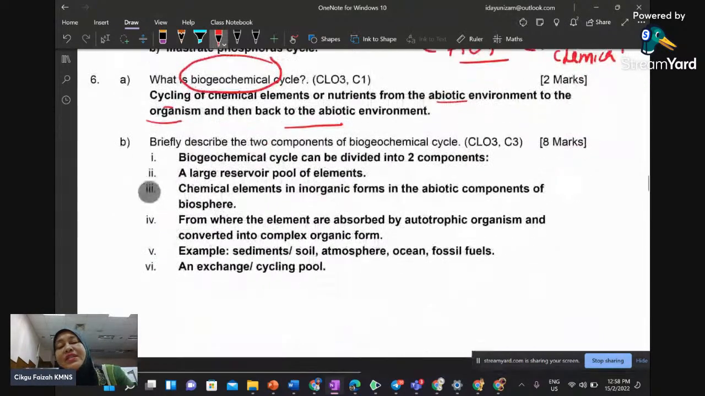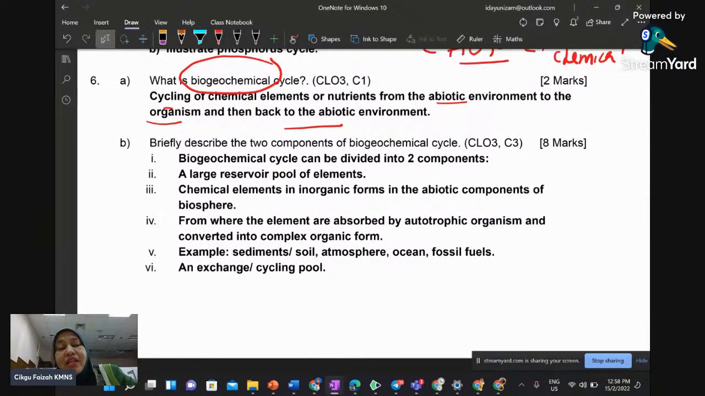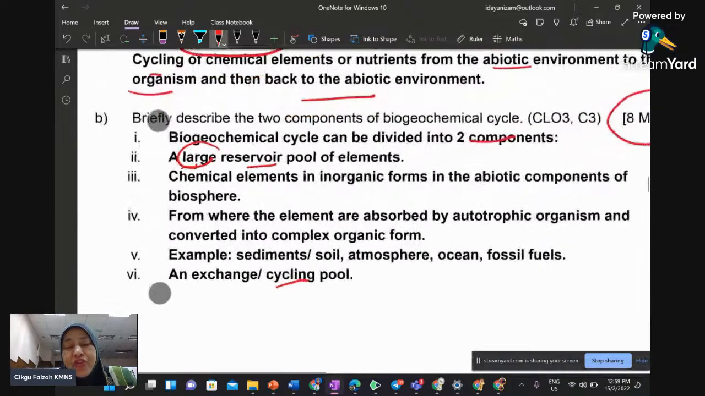Okay, so when the question asks you to describe, ada 8 markah kat sini kelas, briefly describe the two components of biogeochemical cycles. So what are the two components? Like teacher mentioned, is a reservoir pool and cycling pools. Okay, so the reservoir pools, nama pun reservoir kelas, simpanan, okay, takungan simpanan. So we have a large reservoir pools of elements. Okay, in term of sebab tu kita dah belajar dua kelas, atau gaseous atau sedimentary. Okay, jadi this is the two component that you need to elaborate in your answer kelas.